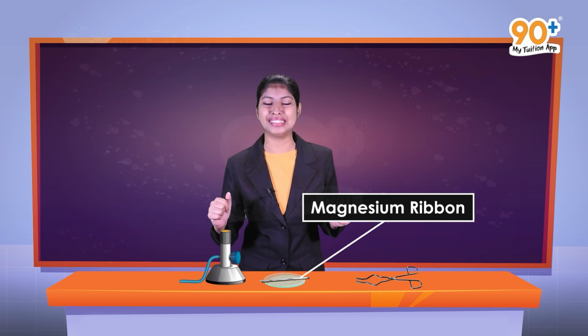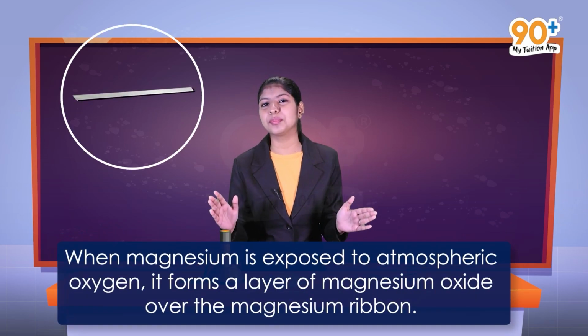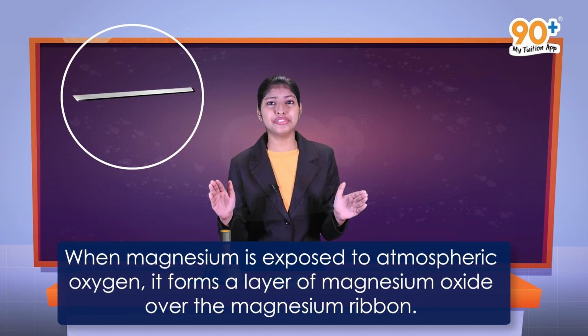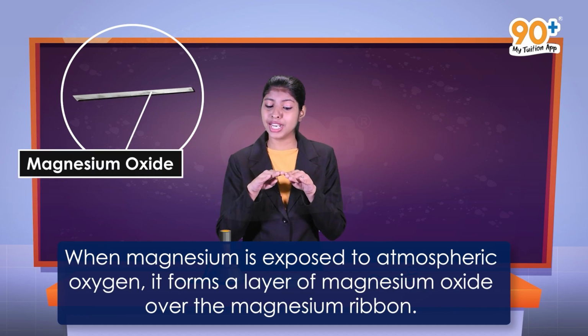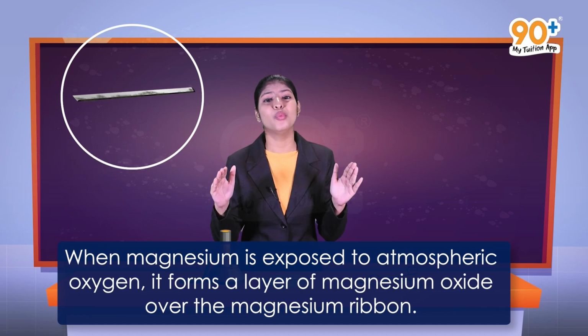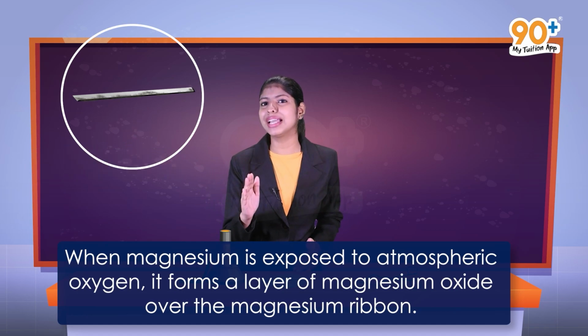Okay, now let's do some activities. Here is a 2 cm long magnesium ribbon. Now let's rub this magnesium ribbon using sandpaper. Okay, why am I using sandpaper here? That is, when magnesium ribbon is exposed to atmospheric oxygen for a long time, it forms a layer of magnesium oxide over the ribbon, which lowers its reactivity. That's why before performing this experiment, we are rubbing the magnesium ribbon using sandpaper.